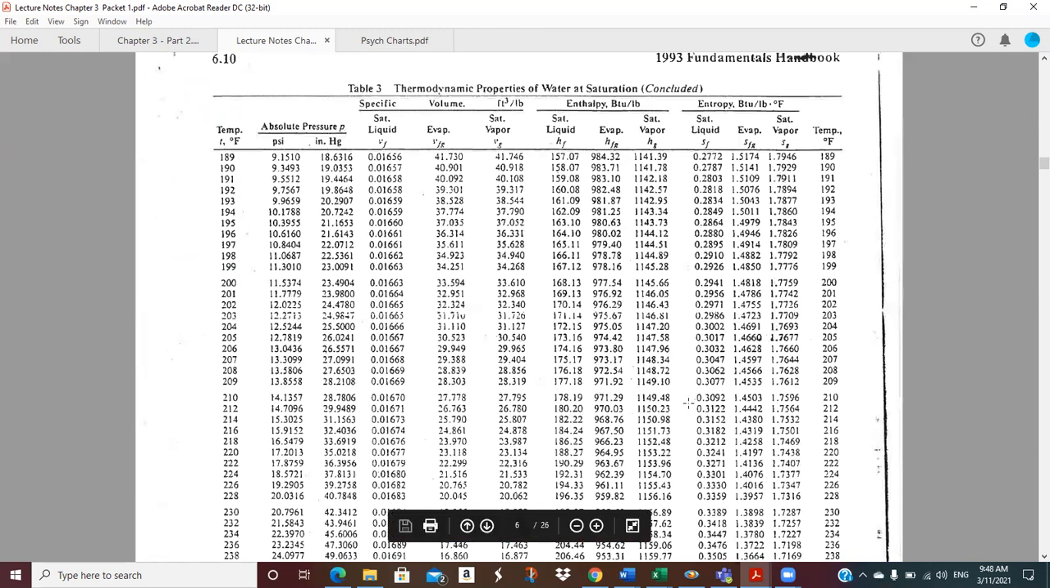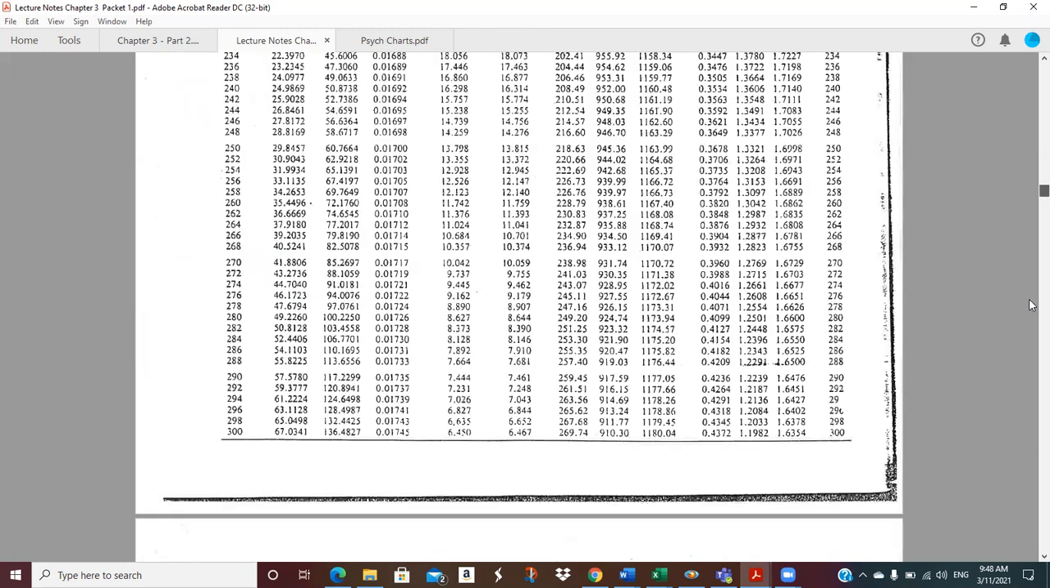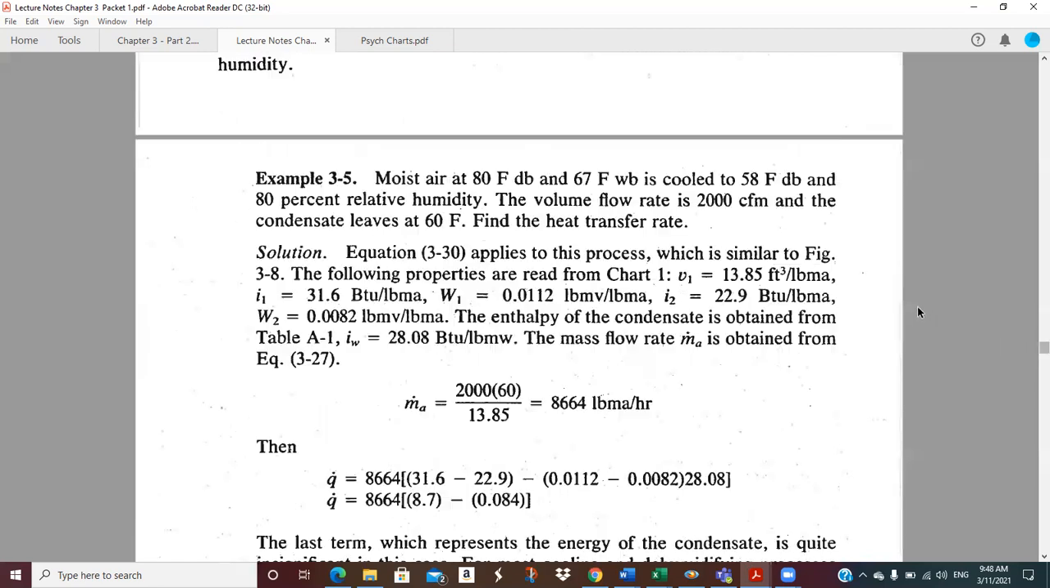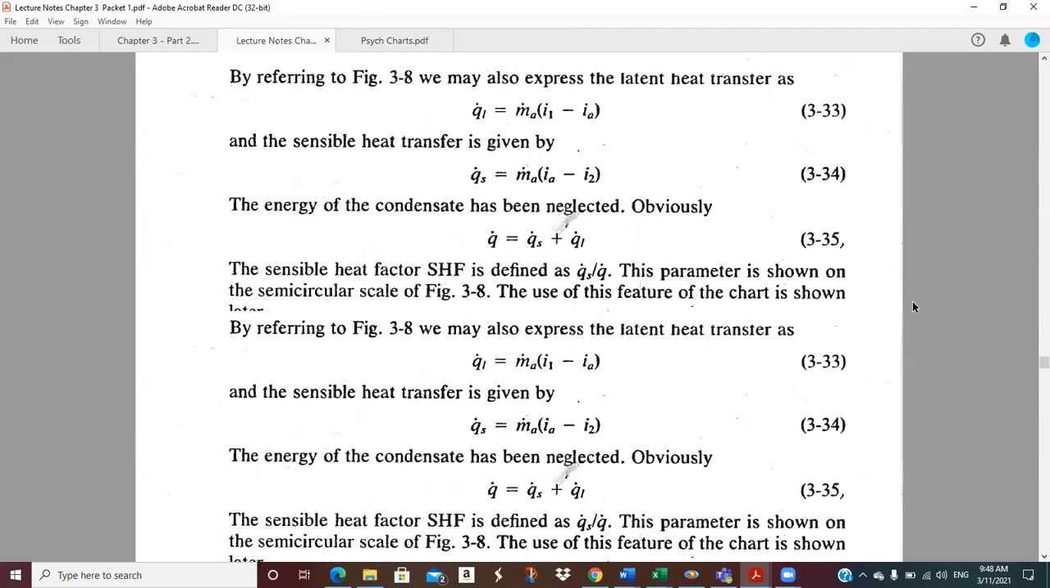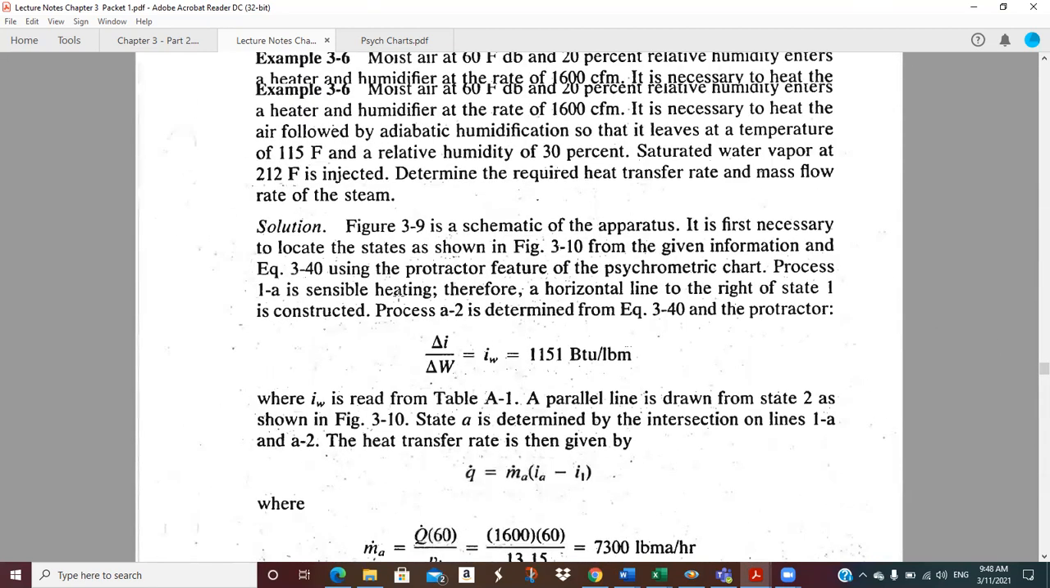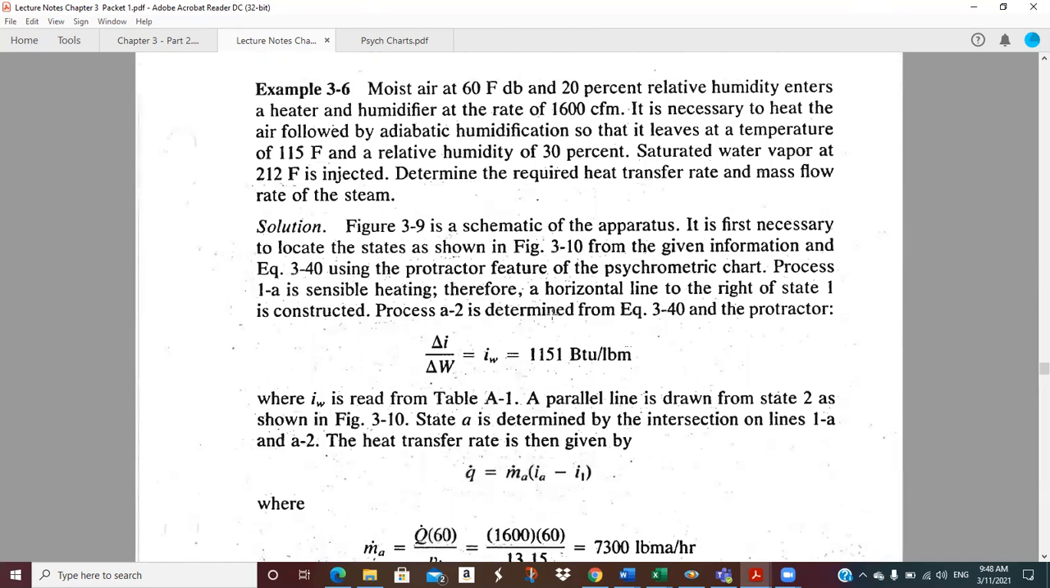And I would look at the enthalpy of the vapor, and you see it's 1150. So that's the enthalpy of that moisture that I'm adding. So you note that someplace down here in our little solutions, 1151. Okay, well, your author calls it, he rounded it to 1151. That's fine within our ability to lay this out on a psych chart. That's not going to make any difference.